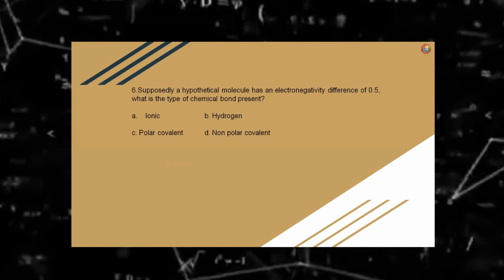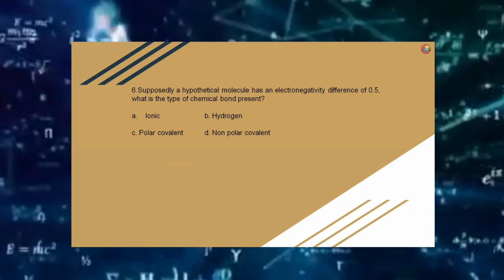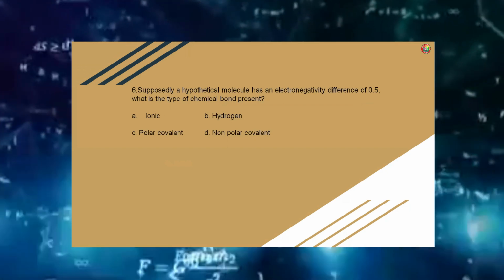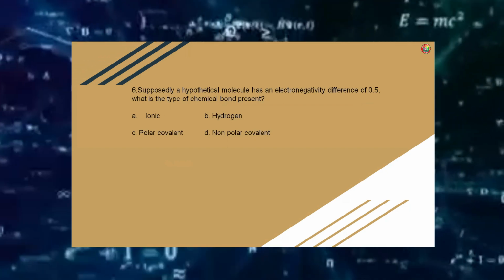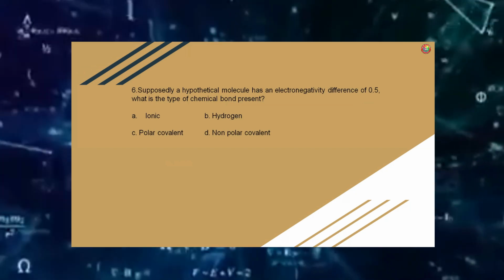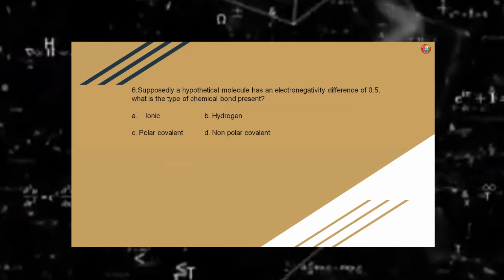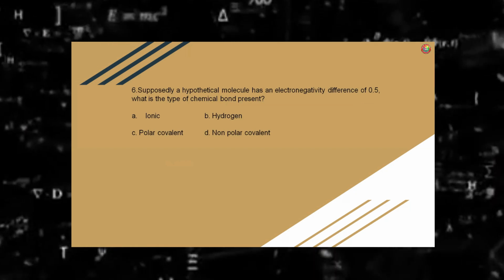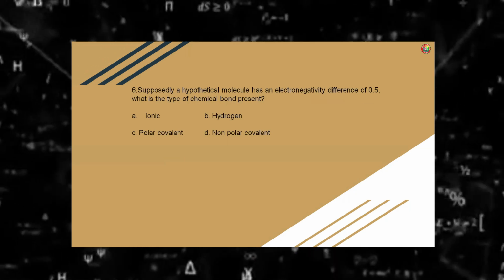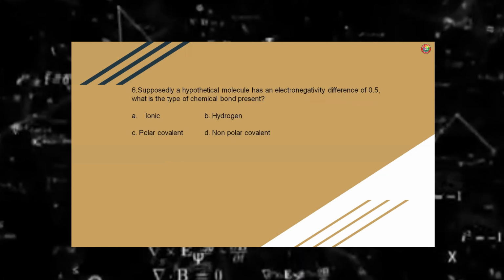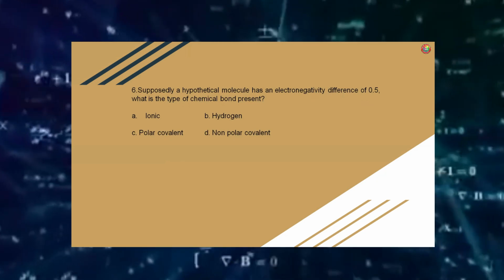6. Supposedly, a hypothetical molecule has an electronegativity difference of 0.5. What is the type of chemical bond present? A. Ionic. B. Hydrogen. C. Polar covalent. D. Nonpolar covalent. The answer is letter C.